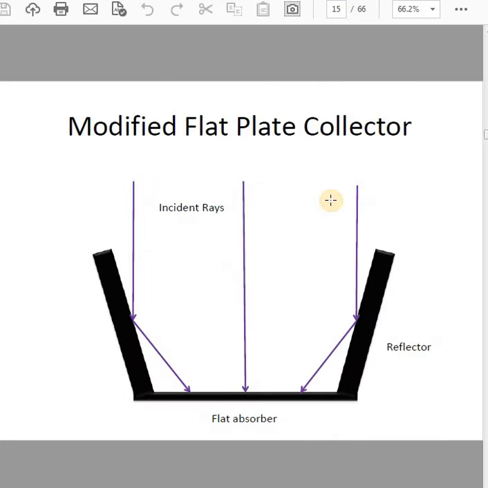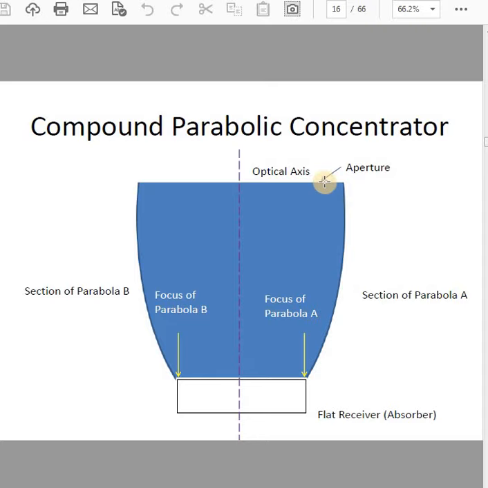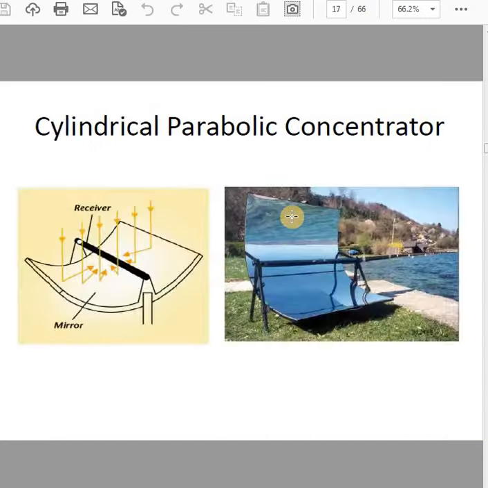These are modified flat plate collectors which are given a shape so that the maximum amount of rays get trapped. This is the compound parabolic concentrator collector. Now, concentrating collectors. If you see here you can understand, the compound parabolic collector is in the shape of a parabola which is utilized for the concentration of energy, concentrating the maximum amount of heat energy over a particular area.